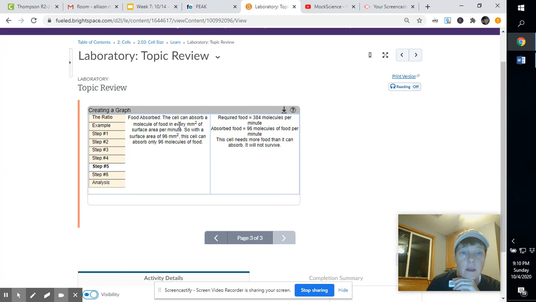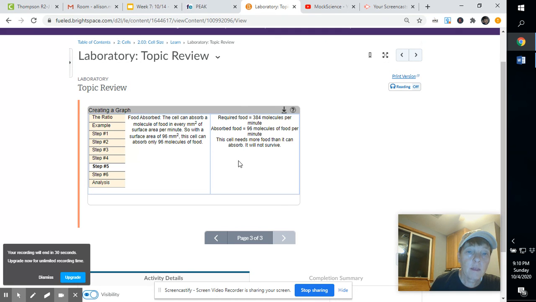So it requires 384 molecules per minute. And the surface area, the cell can absorb a molecule of food for every 1 millimeter squared of surface area. So we already figured out there's 96 millimeters squared. So it can absorb 96 molecules, but it needs 384. So that means this little guy's going to die because it can't absorb enough food.